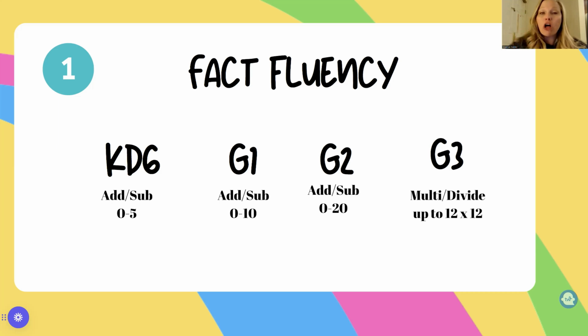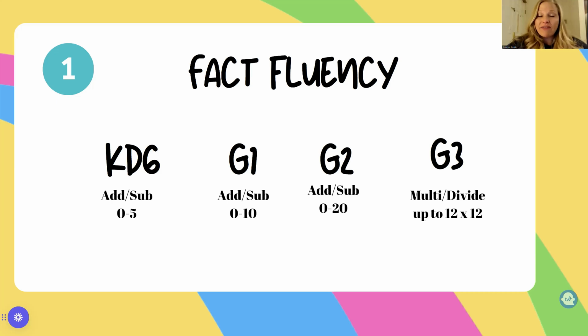Again, every strategy also has to be efficient and effective. So they might be flexible and know that they could do 7 ones plus 8 ones and then count all the ones, but that is not an efficient strategy, and that student would not be considered fluent. An efficient strategy would be 7 plus 8. I know 8 is 7 and 1. 7 and 7 is 14. Add one more, I get 15. So we want students to be fluent with their math facts.